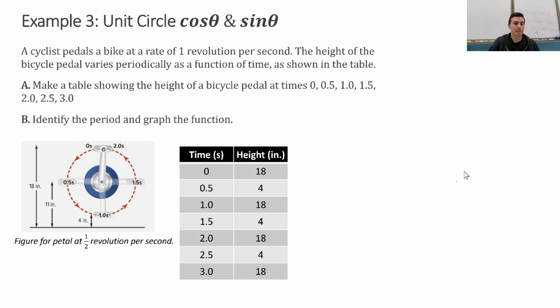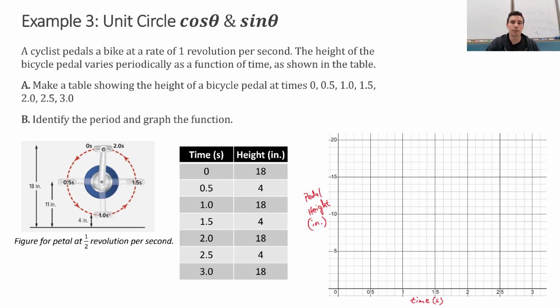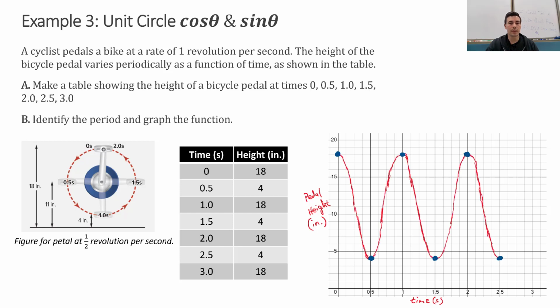So at the start of every second, at 0, 1, 2, and 3, we're going to be at a height of 18. And at every half second, we're going to be down here at the bottom at a height of 4 inches, all right? So we can go ahead and start graphing this. We're going to just plot these points. I've got 0, 18, 0.5 and 4, 1, 18, 2, 18, 3, 18, and then every half second we are at a height of 4. Okay, so if I were to draw a smooth curve going through these points, it would look something like this.